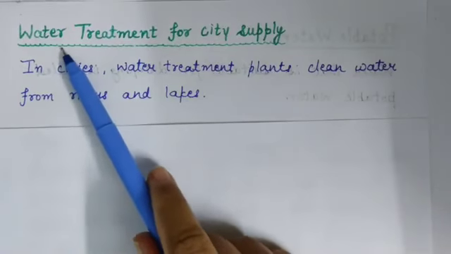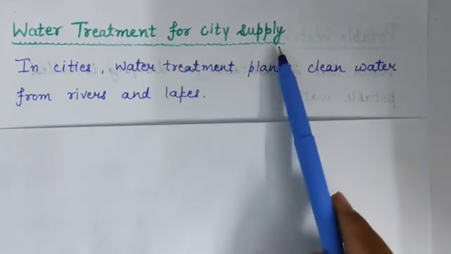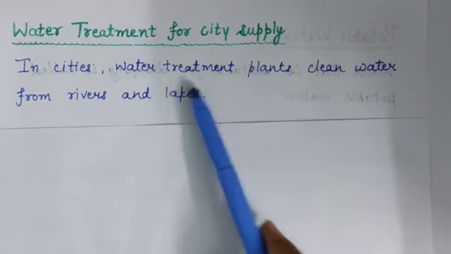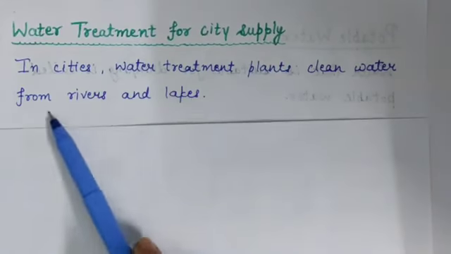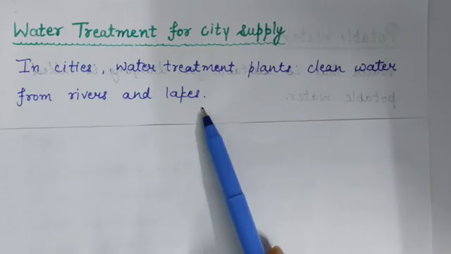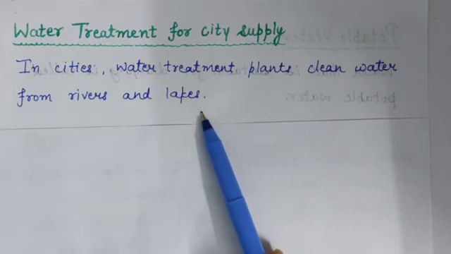Now our next topic is water treatment for city supply. In cities, water treatment plants clean water from rivers and lakes. Means water treatment plants are used to clean water from rivers and lakes before it is sent to homes. And the aim of the water treatment process is to remove the impurities in the water or to reduce the concentration of impurities so that the water becomes fit for drinking and other purposes.